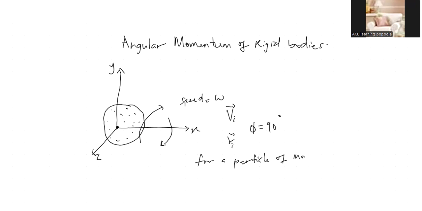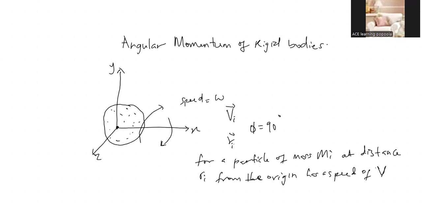So for a particle of mass m_i at distance r_i from the origin, it has a speed of v equals omega r, which is the relation between angular velocity and linear velocity.